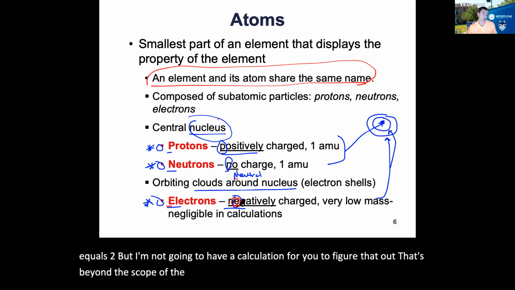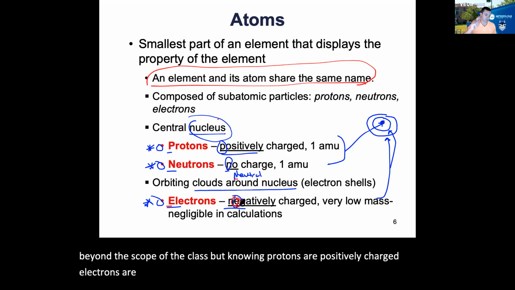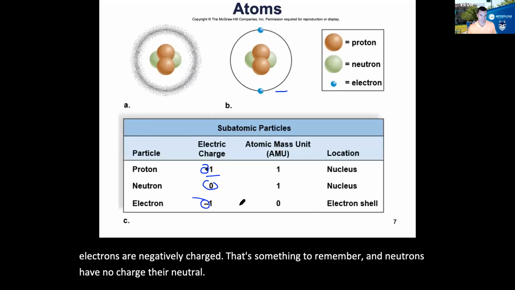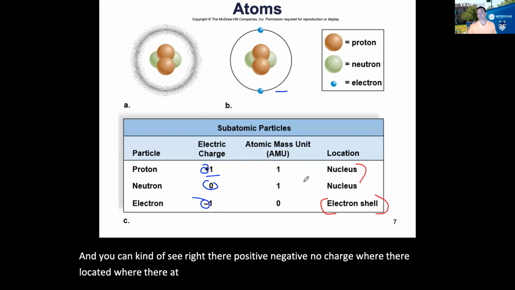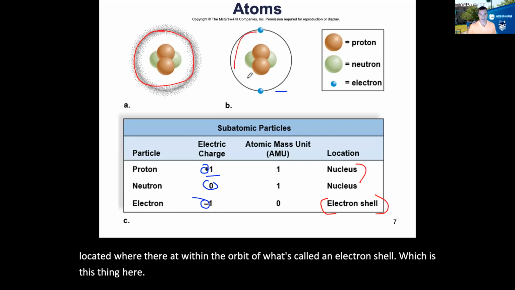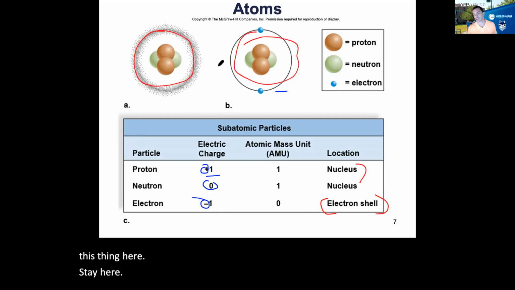But knowing protons are positively charged, electrons are negatively charged, that's something to remember, and neutrons have no charge, they're neutral. Okay. And here you can kind of see right there, positive, negative, no charge, where they're located, where they're at within the orbit, or what's called an electron shell, which is this thing here. Okay, this thing here, that circle, which I can't draw a circle.